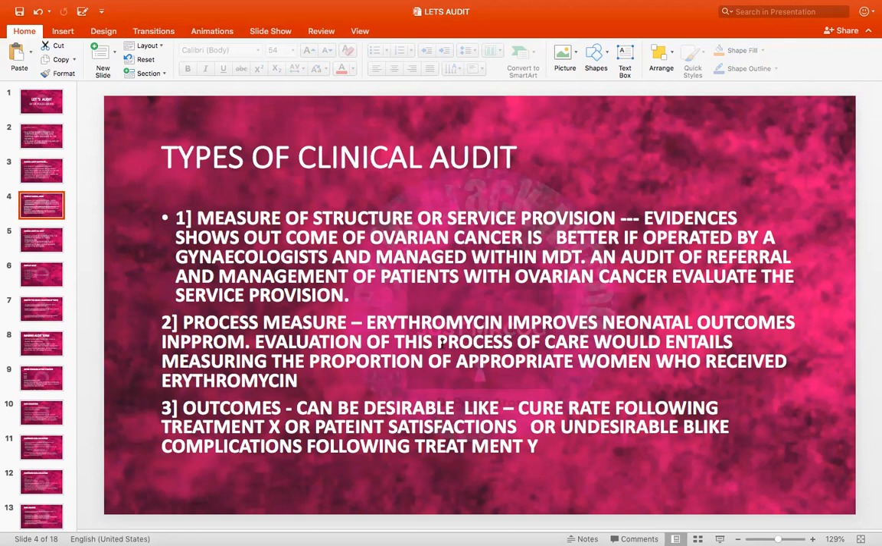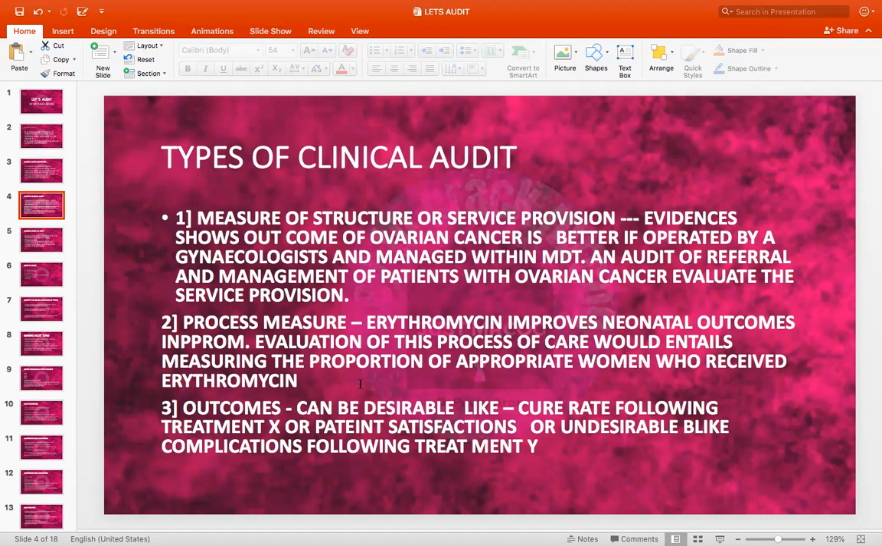So the first step is that taking erythromycin is always helpful in neonatal outcome with premature rupture of membranes, premature leaking. Then second, it will be associated with how many women have received that. So the audit will include these two parts. So this is the process measure.